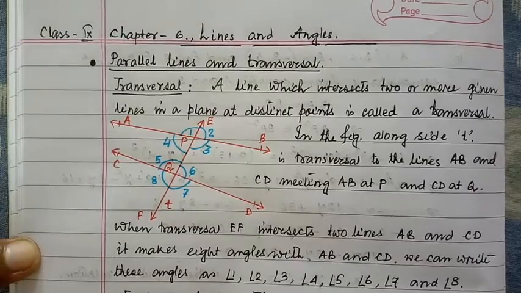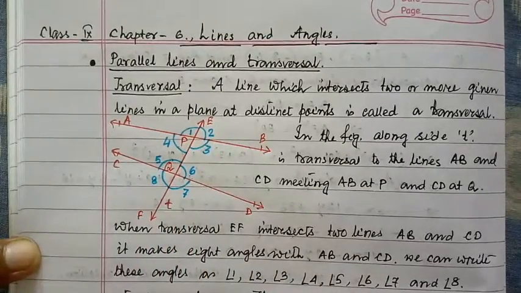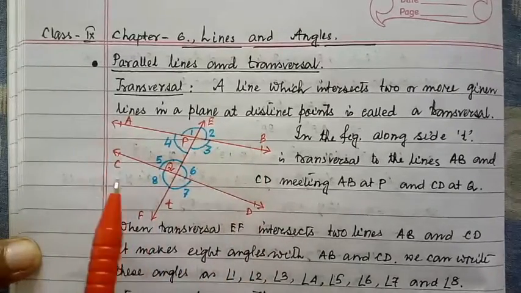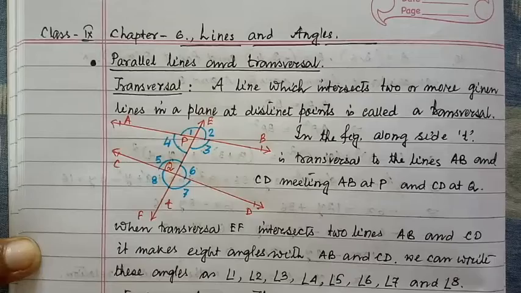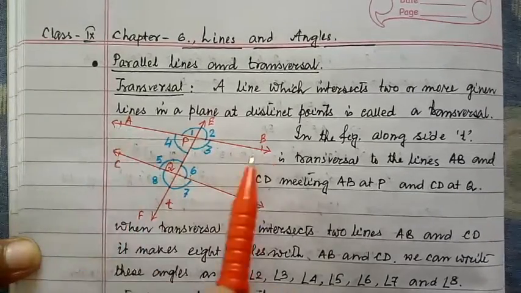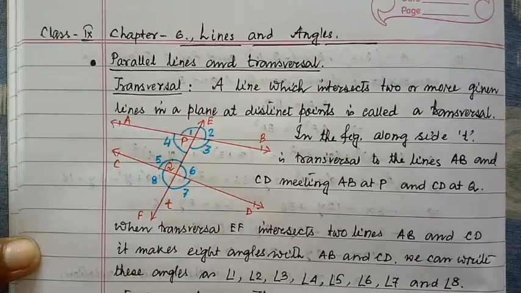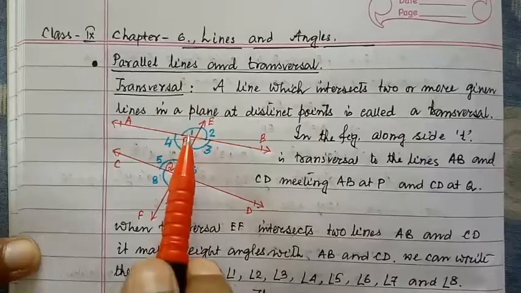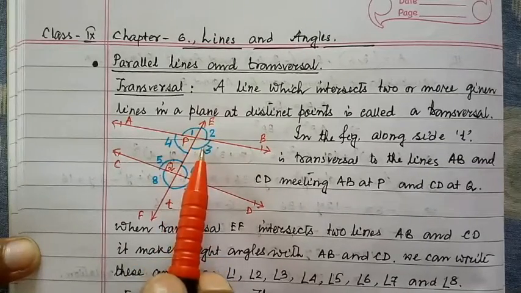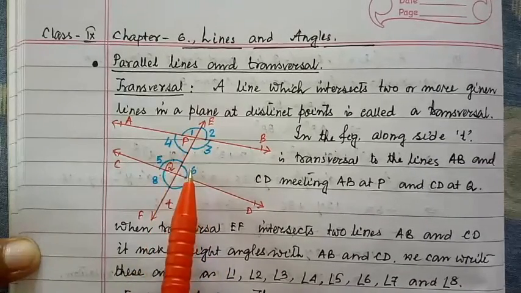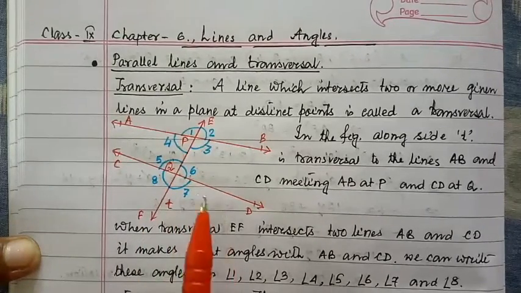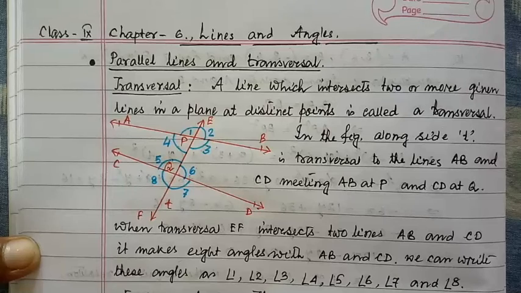When transversal EF intersects two lines AB and CD, it makes 8 angles with AB and CD, and we can write these angles as angle 1, angle 2, angle 3, angle 4, angle 5, angle 6, angle 7, angle 8. So these 8 angles will form.